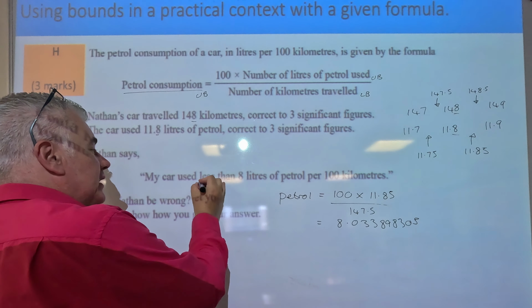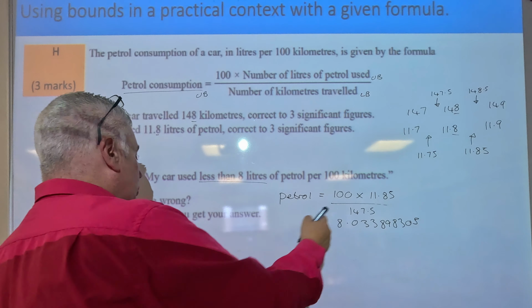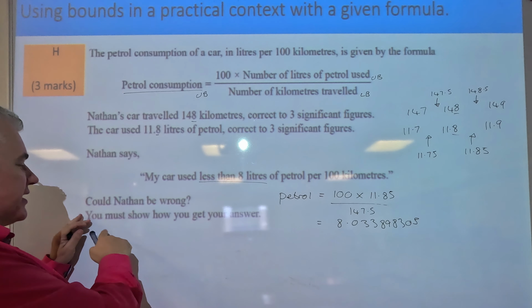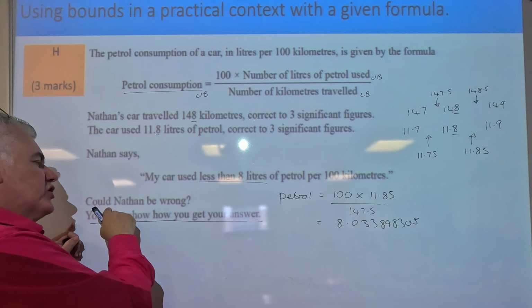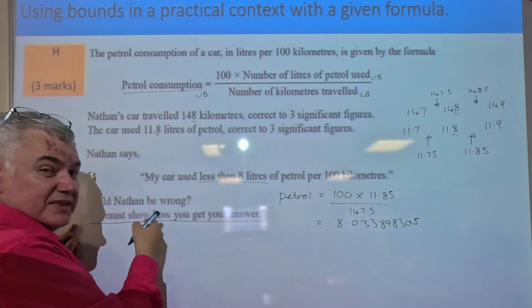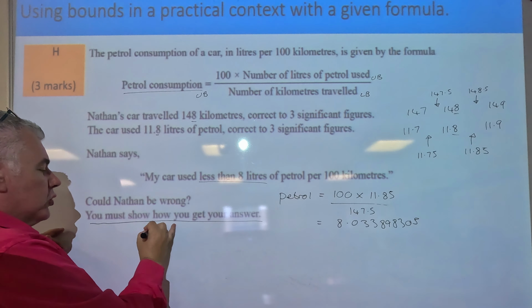So he didn't definitely use less than 8. He might have used less than 8. There's also a chance he's used more than 8. Could Nathan be wrong? The reason it says you must show your answer is because if you just put yes or no, that's a guess. You score absolutely 0 even if you get it right. Could Nathan be wrong? Nathan could be wrong.